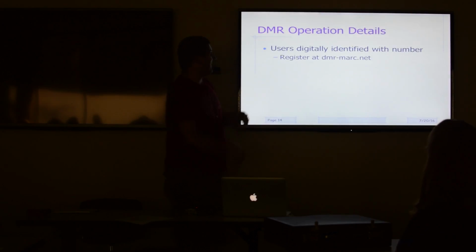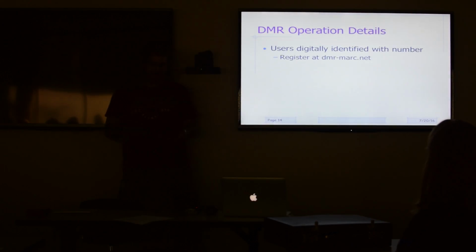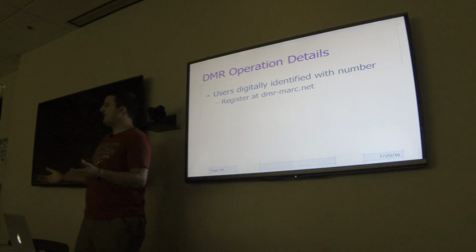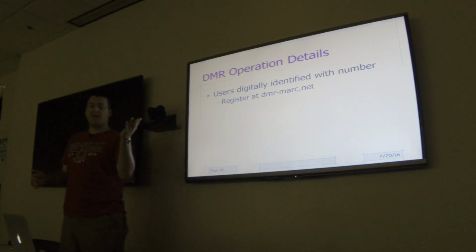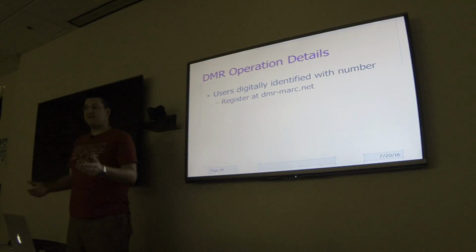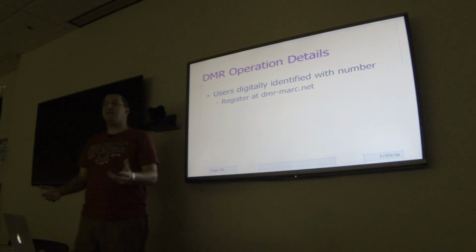Here we go. So it does require you to register with a number. DMR being a commercial standard, it doesn't have this concept of call sign. It has an identification number for each radio. DMR Mark, that's the DMR club at Motorola Solutions. Motorola Amateur Radio Club is Mark. They sort of have the master database that you're supposed to register in.